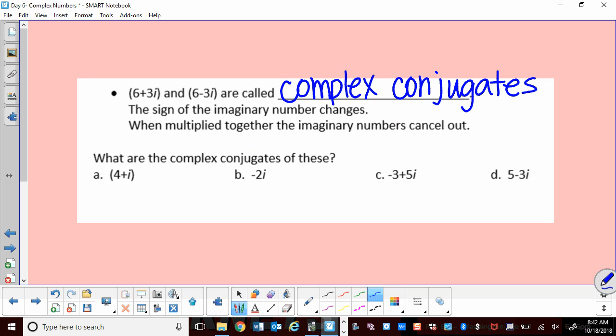What this means is that you're only looking at the sign before the imaginary number. So we're basically trying to figure out, when it says what are the complex conjugates, what is the opposite of this guy? For letter A, I have 4 plus i, so the opposite is going to be 4 minus i, because that's the sign right before the imaginary number. For B, I have negative 2i, so the opposite is going to be positive 2i.